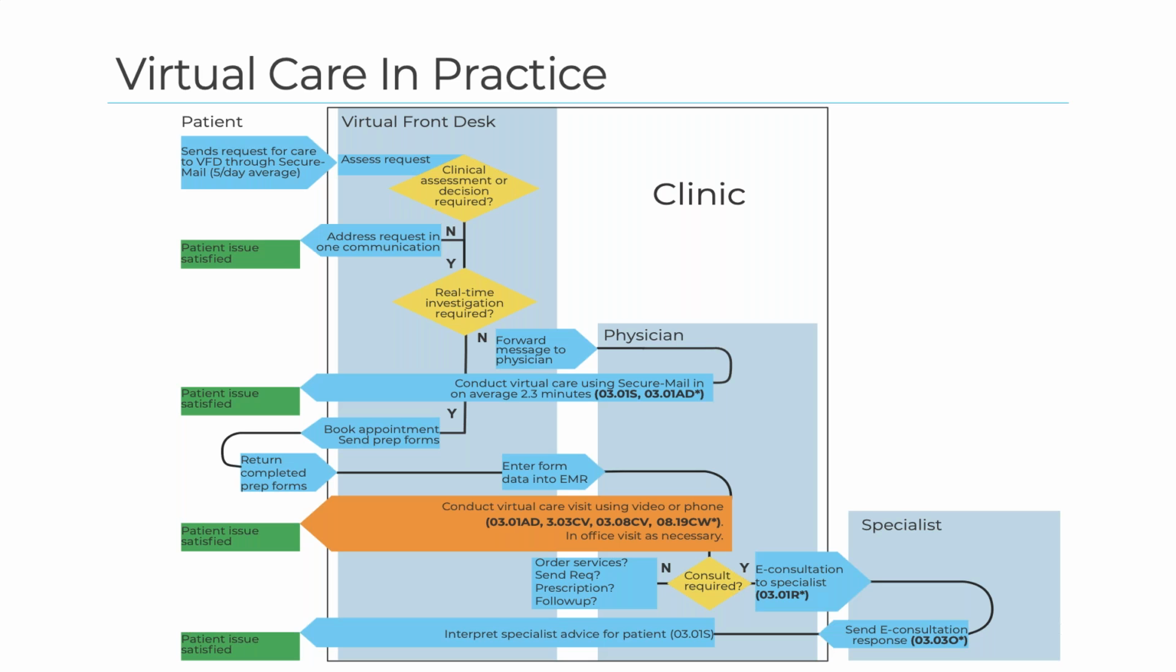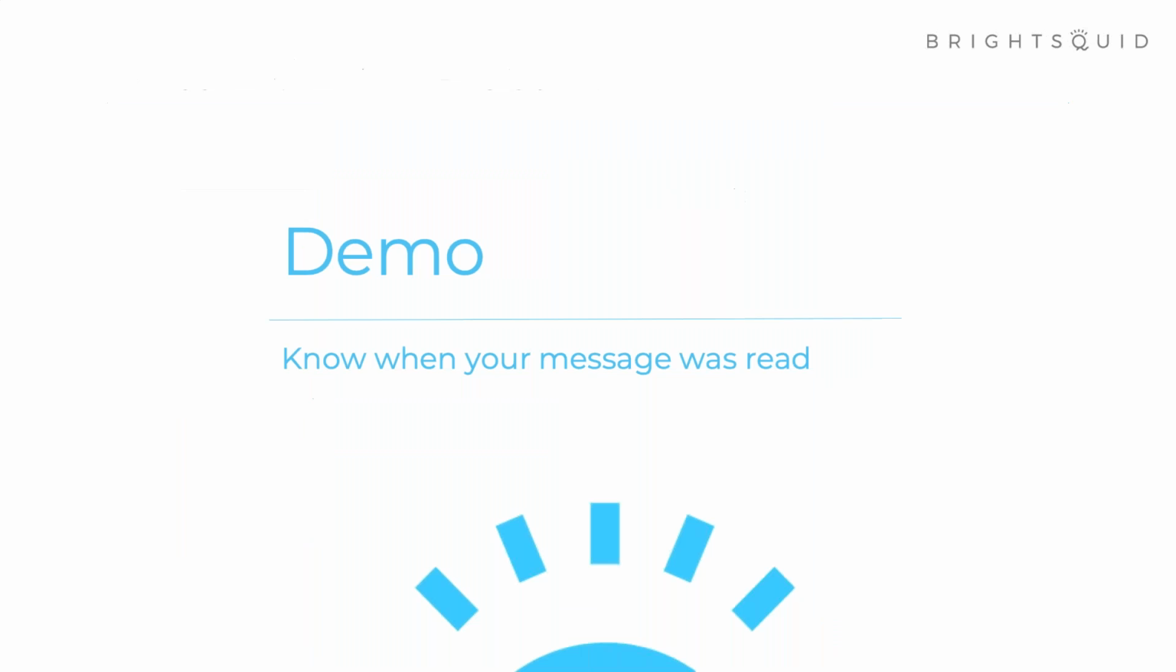And at each step of the way here, you can perform a check to see if the messages were read, and at any time, if appropriate, let's say by accident a message was directed to the wrong person, we can pull that back. So I'm going to turn things over to Mark just to take us through a demonstration.